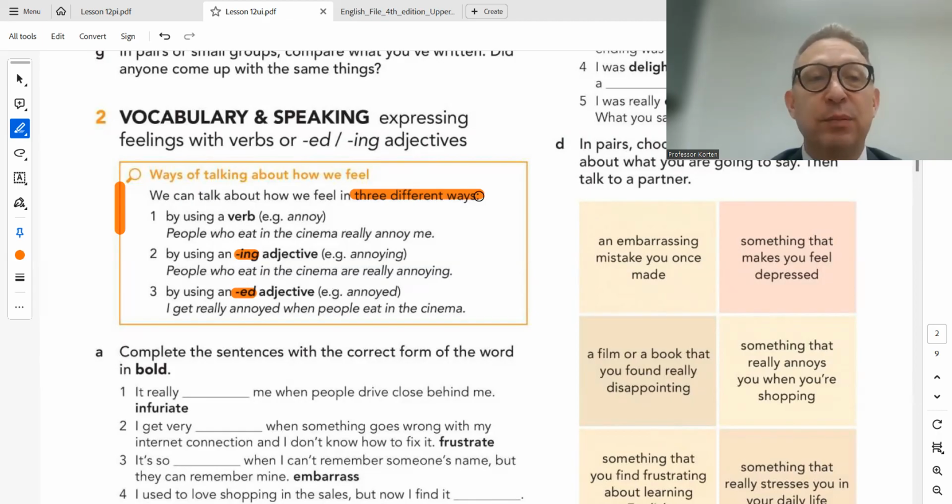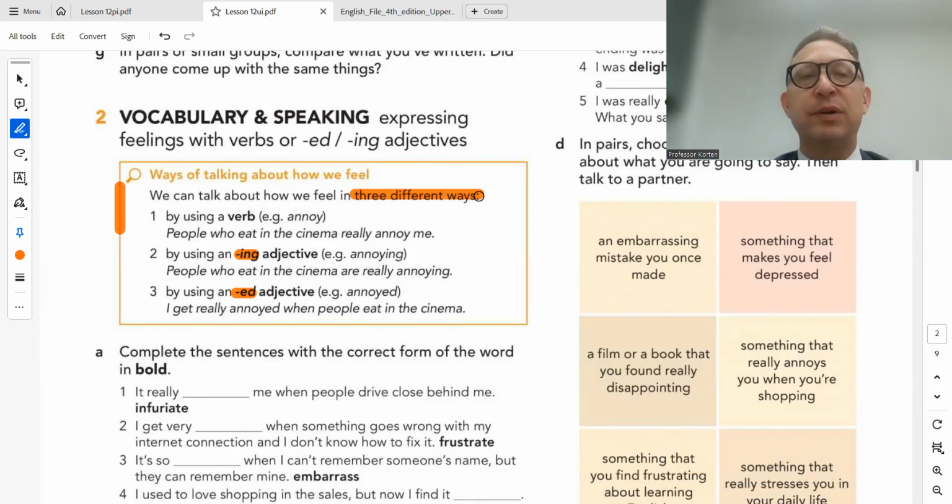So look at this. By using a verb, people who eat in the cinema really annoy me. Do they annoy you? I don't mind if people eat in the cinema, but I mind if they're noisy. If they eat very noisily, I don't like it. With ING, people who eat in the cinema are really annoying. They are annoying, and guess what? I'm annoyed. I get annoyed, me, when people eat in the cinema. So don't do it.